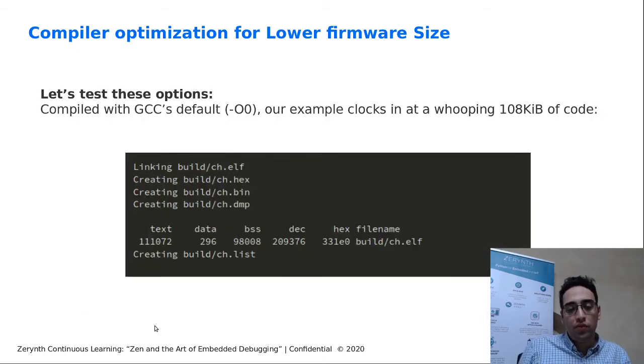So let's first compile our example with O0. O0 results in 108 kilobytes of code.